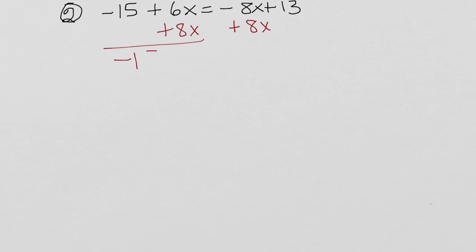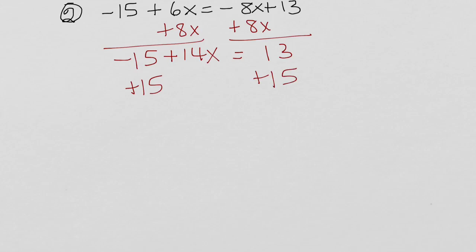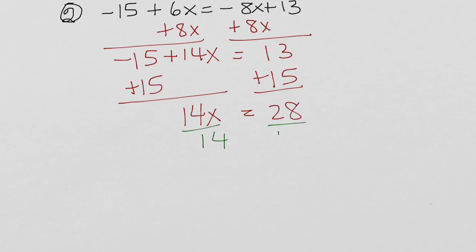So we end up with negative 15 plus 14x equals 13. Notice that negative 8x plus 8x equals 0. Then I'm going to add 15 to both sides. This is all so that we can isolate the variable, as we've done all year long. We get 14x equals 28. Divide both sides by 14, and you get x equals 2. You can go ahead and check that on your own. It is correct.